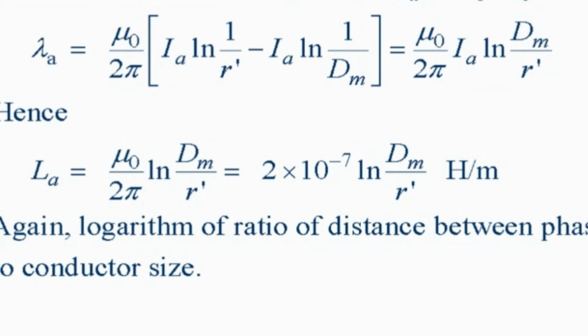If I divide by the current, I will get the inductance mu naught over 2 pi ln DM over R dash. Mu naught is 4 pi multiplied by 10 to the minus 7. If you divide it by 2 pi, you will get 2 times 10 to the minus 7 ln DM over R dash. This is the only thing that you have to know, because now you will see it's very easy to get DM and R dash. We are coming back again to the simple formula, ln the geometrical mean distance over geometrical mean radius.